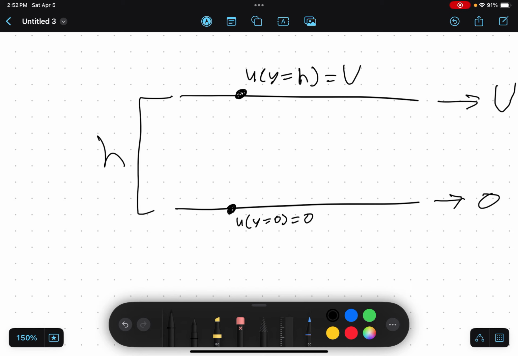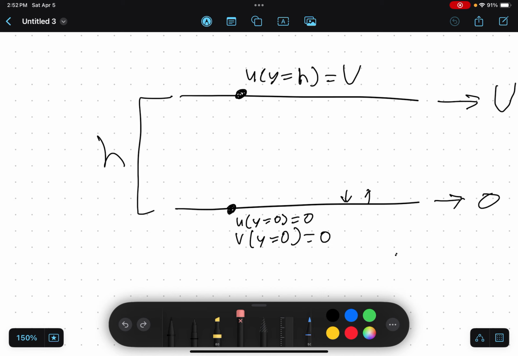Now, what else do we know? We know v, the vertical component, that's the y component of velocity, at y equals 0 equals 0. Why is that? Because if you have velocity going down, it can't go down because there's a wall there. And it can't go up because it can't come from anything, because there's a wall there. All it can do is go sideways, which it can't because of the no-slip condition. So it's literally not moving right at the wall.